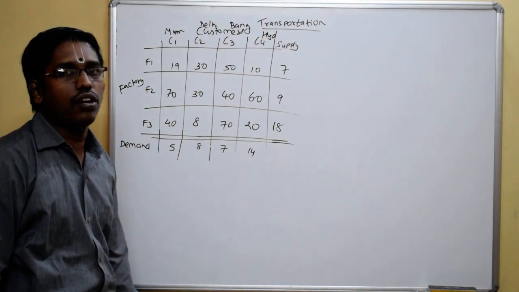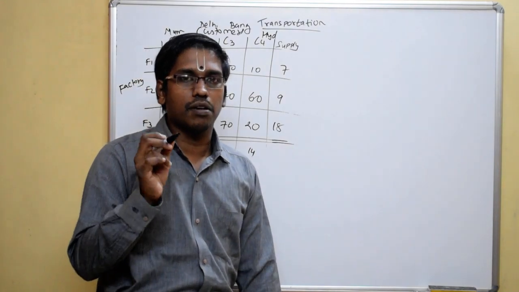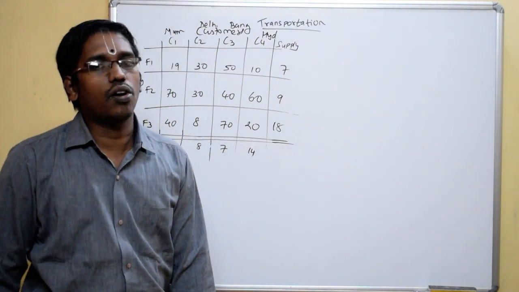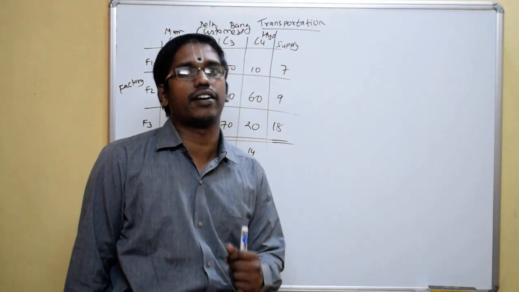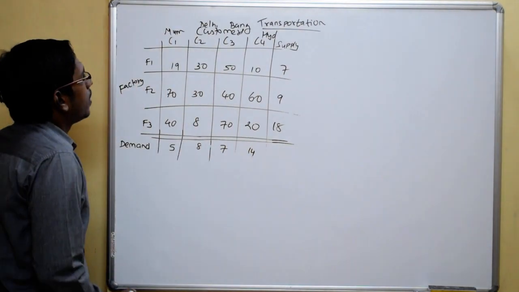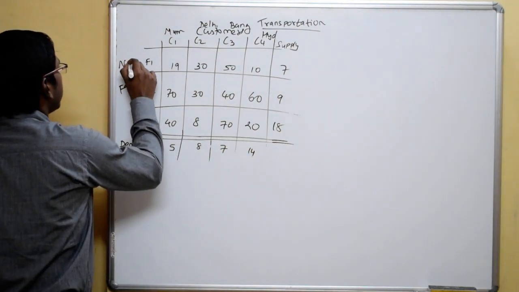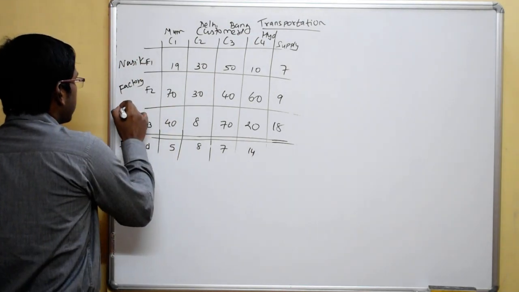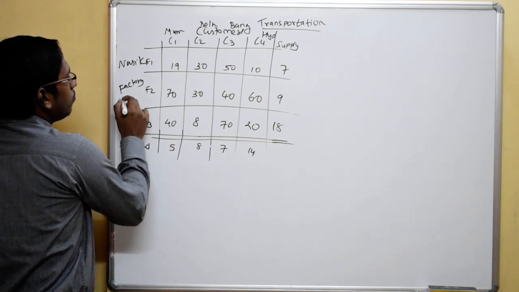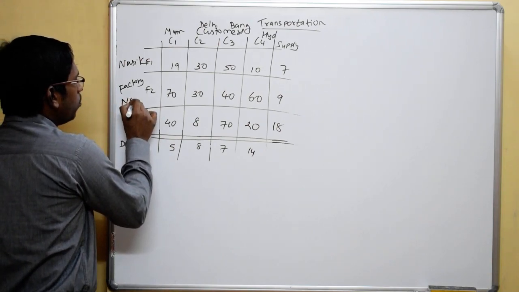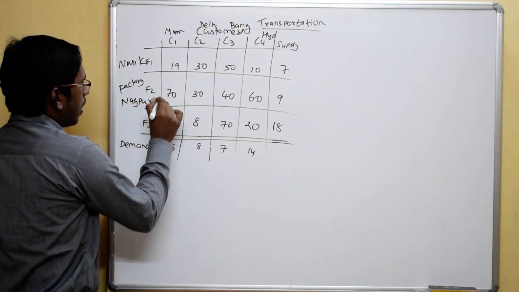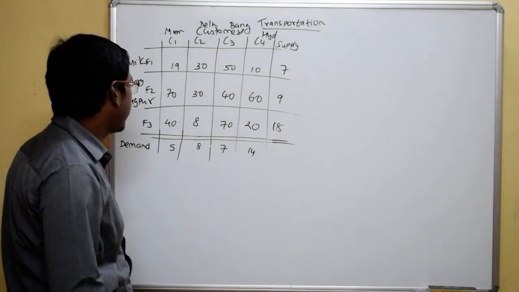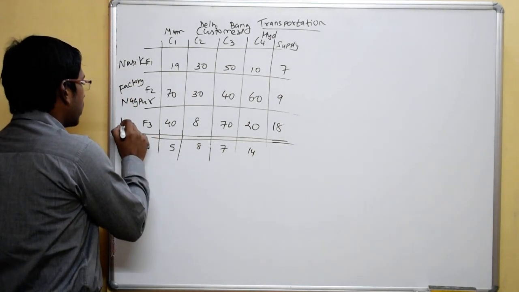Similarly, we have got 3 factories where the same product is being produced, and all these 3 factories are at 3 different locations. So let's assume F1 is based at Nasik, F2 is based at, let's say, Nagpur, and we have got another factory F3, let's say this is based at Hubli.